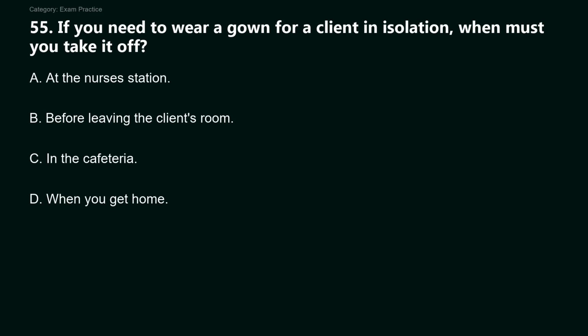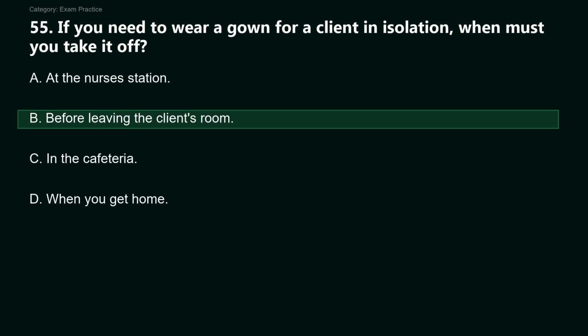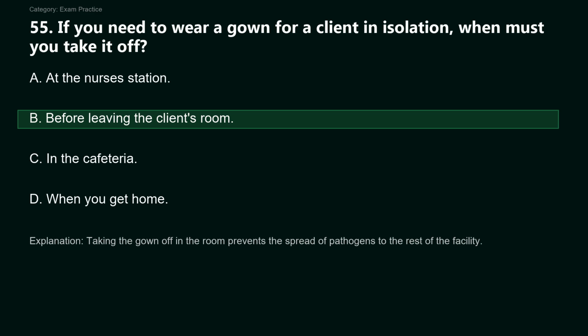Question 55. If you need to wear a gown for a client in isolation, when must you take it off? Option A, at the nurse's station. Option B, before leaving the client's room. Option C, in the cafeteria. Option D, when you get home. The correct answer is option B, before leaving the client's room. Taking the gown off in the room prevents the spread of pathogens to the rest of the facility.